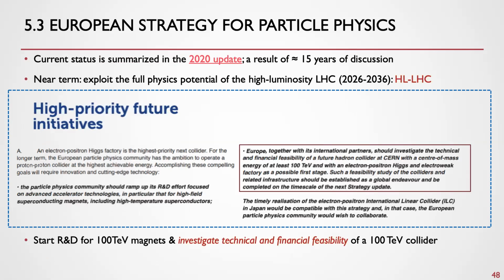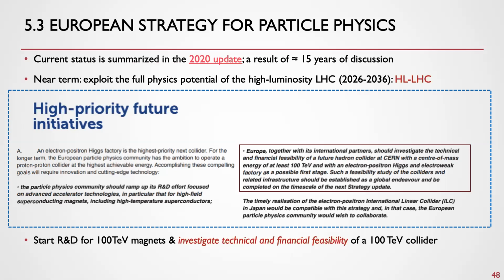The current status for the European strategy is a result of 15 years or so of discussion, and it has been put out in June. You can follow the link here to read a little bit more about it. It's only 6 pages, and I only want to give you the high priorities. One of the high priorities for the near term is to exploit the full physics potential of the high luminosity LHC. So the LHC will stay on top of the priority for at least another 15 years.